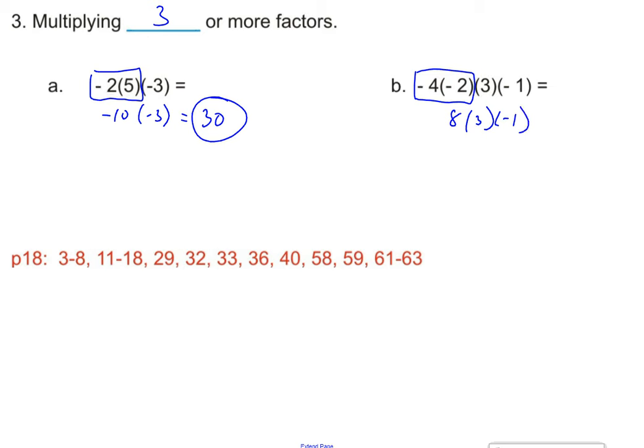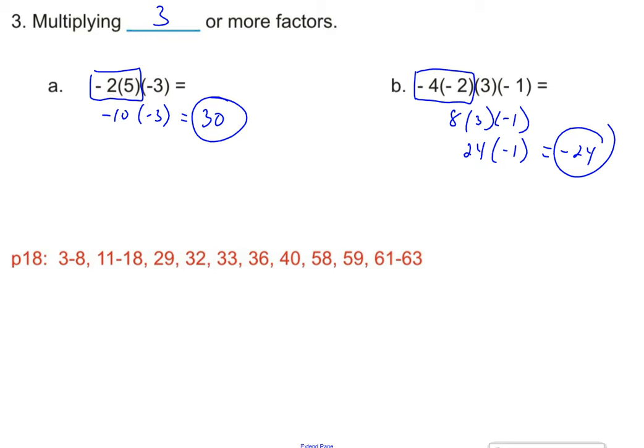Now I got to do the next two. 8 times 3 is 24. And then finally, a positive times a negative is a negative, and 24 times 1 is 24, and you should have gotten negative 24. And how many got that right? I know almost everybody did. Right? Does it make sense?